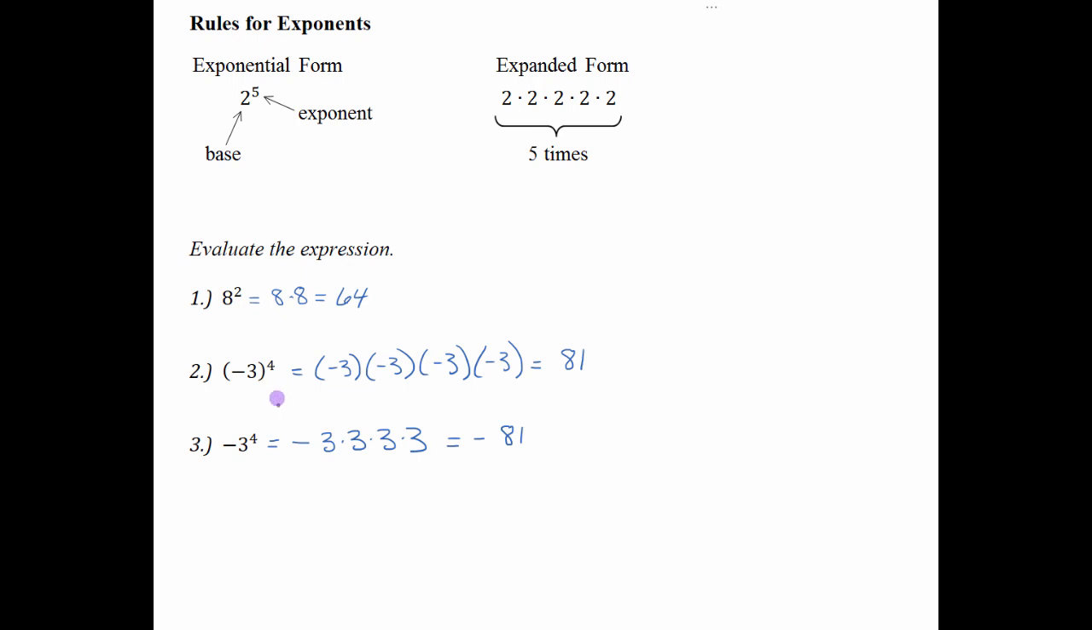This is a common mistake that even my trigonometry pre-calculus students will make. So make sure that you take note of this and remember that when you have parentheses around the entire negative 3, it's the negative 3 that is multiplying itself 4 times, whereas in this one, the 4 only belongs to the 3. It's only the 3 that is multiplying itself 4 times. The negative is sitting out front waiting to be used there at the end.